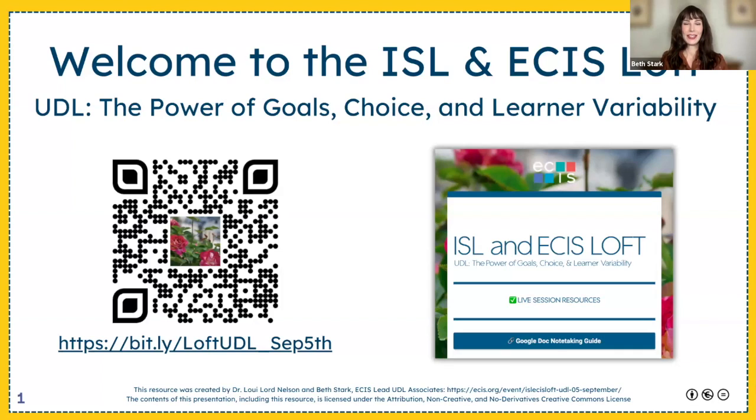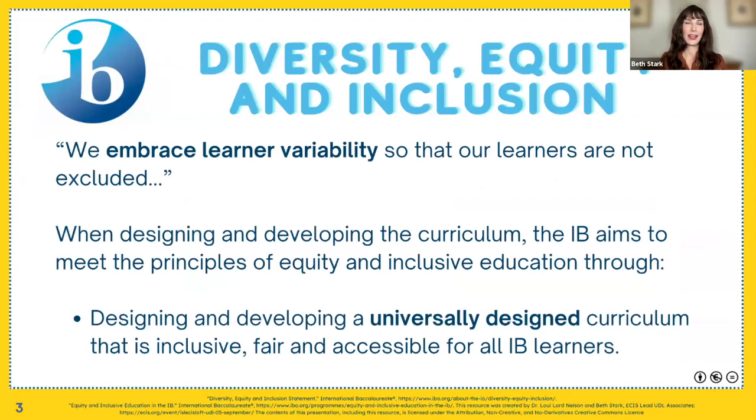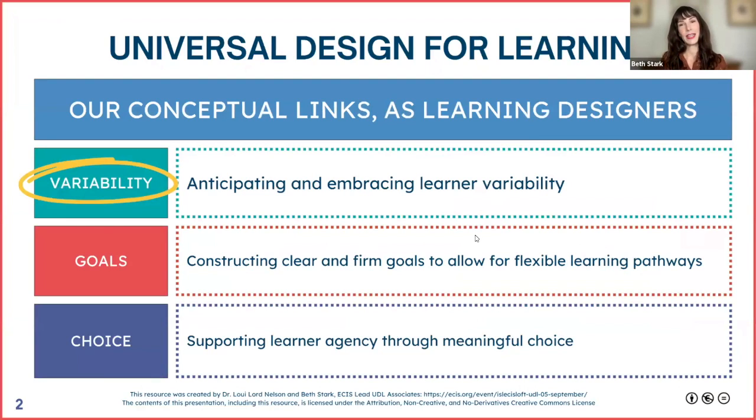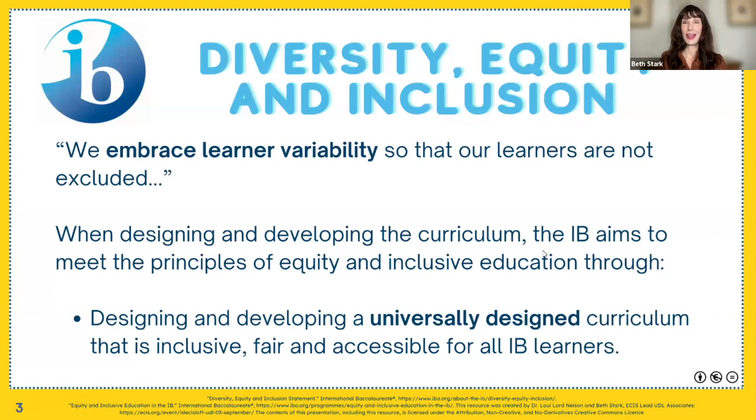All right, super. During our time together, we're going to be talking about universal design for learning, and we're going to be making some conceptual links about variability, goals, and choice. We're starting with learner variability. The International Baccalaureate has already stated in their DEIJ statement that embracing learner variability is a commitment we all make as IB practitioners, so that our learners are not excluded, as well as designing and developing a universally designed curriculum that is inclusive, fair, and accessible for all IB learners. Whether you're working in an IB school or not, those are words to get behind.